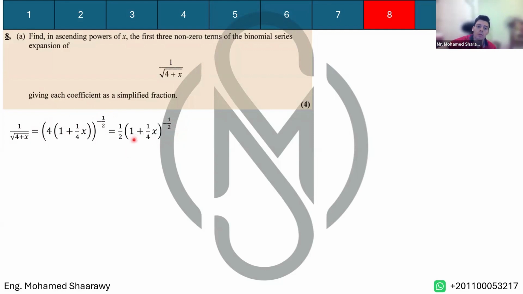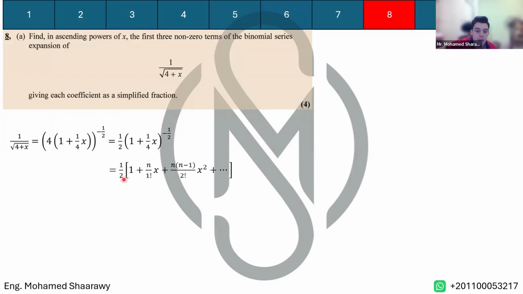And now I can use the binomial series rule in the formula sheet. It's something like this, where n is the power and x is whatever is next to the 1. So let me replace n with negative half, and x with quarter x. Since we only need the first 3 terms, I didn't complete that.